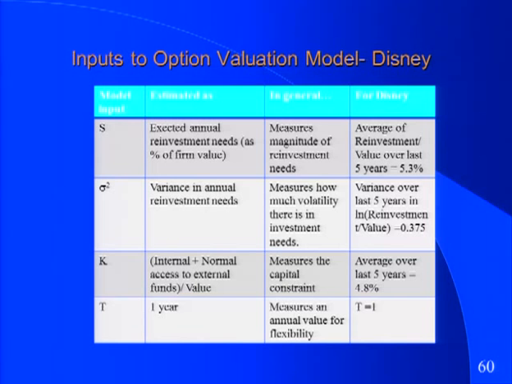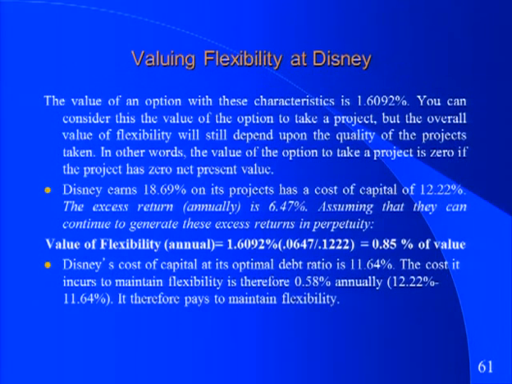This 5.3% reinvestment has a lot of variance. Why? Because they did one big acquisition over that five-year period, which pushed up the reinvestment rate. That variance worked out to 0.375. So the 5.3% is my expected reinvestment, but it could be 12 if I do a big acquisition. It could be 2 if I don't do any. 4.8% is what I feel comfortable raising each year for my internal financing. So I set it up as an option, and I valued the option.